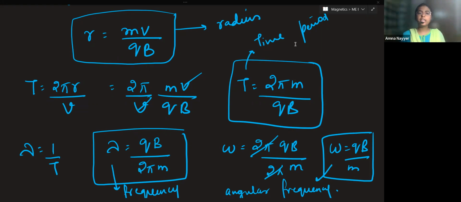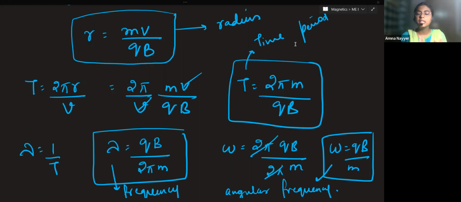So yesterday we had seen certain cases of magnetic force. Magnetic force was what? Q, V cross B. This we had seen. Any doubts in this? Charge multiplied by what? The cross product of velocity and magnetic field. Now in this we have four cases. I think three cases we had already covered. One last case was left.